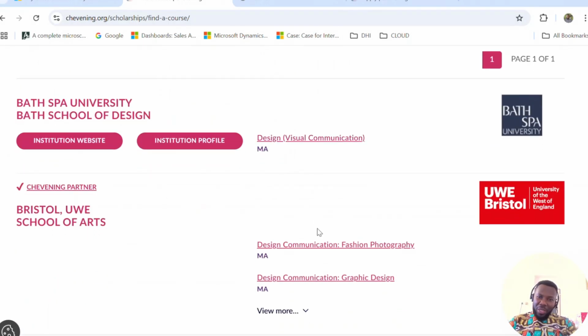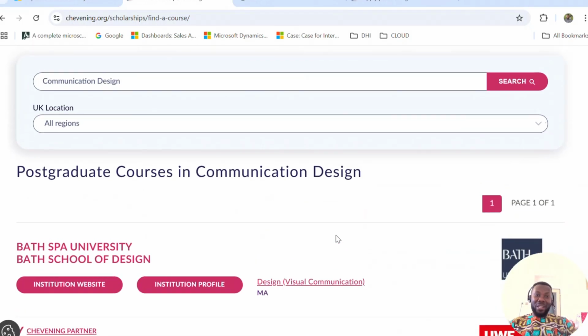And there is a communication design, fashion photography. Well, whilst this course may offer you admission, also you must check whether they would align with the Chevening Scholarship priority areas. So you have to be quite careful in selecting the programs.